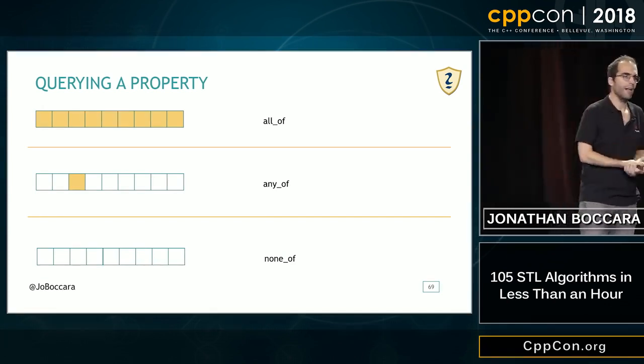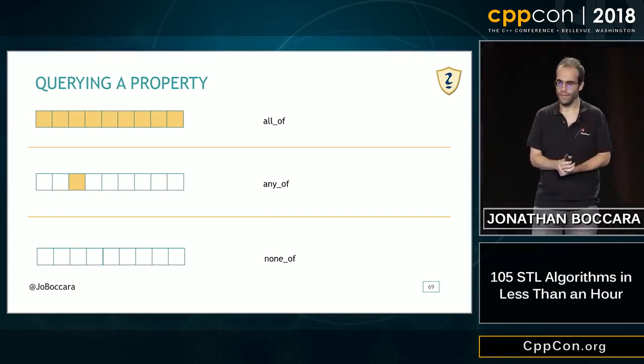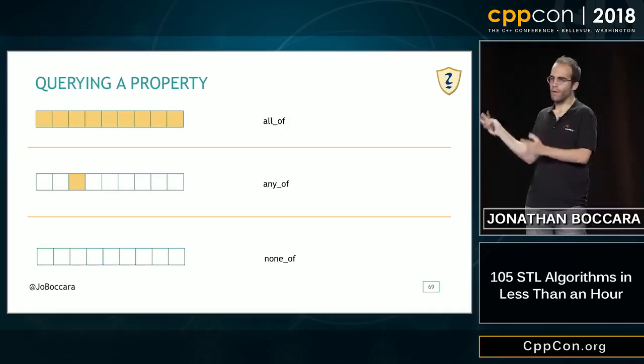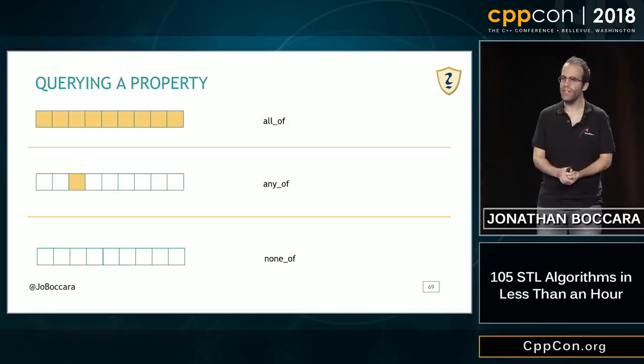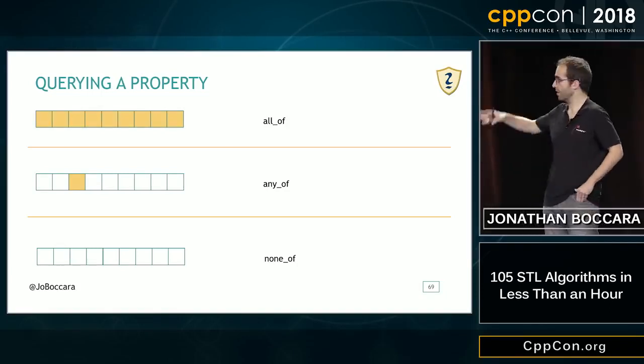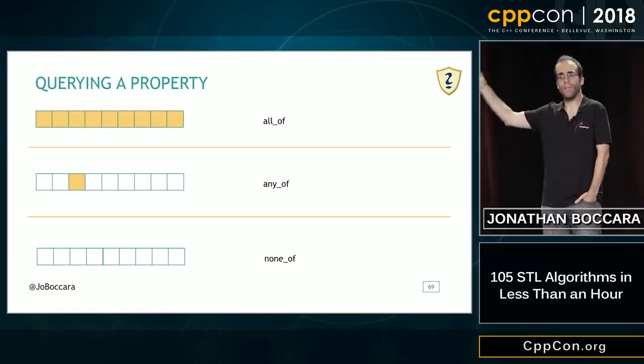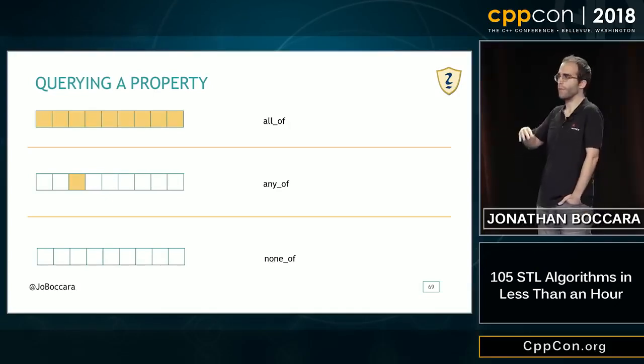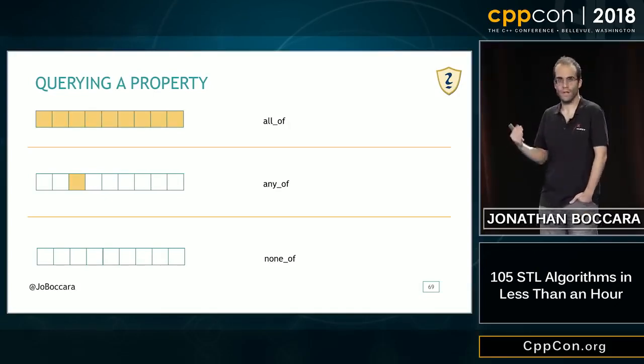Apart from querying a value, we can query a property. Well, there's all of, any of, and none of, which are really useful in everyday code. All of takes collection and predicate, returns if all of the elements satisfy that predicate, any of if at least one element satisfies that predicate, and none of if no element satisfies that predicate.